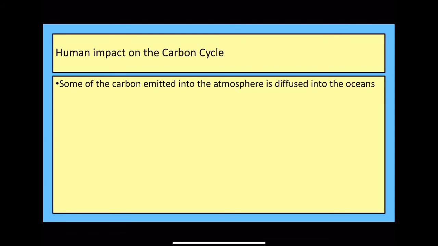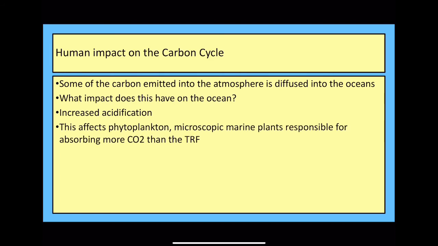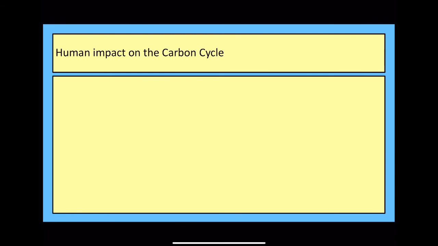So some of this carbon that's emitted is then diffused into the ocean. Now this is obviously positive in some ways because it's going to be removing it from the atmosphere and stopping it being a greenhouse gas. But what impact does this have? We've covered this a bit. Well, this acidifies the ocean. And that acidification has negative effects on creatures that live in the ocean, so things like phytoplankton, which are little microscopic creatures that photosynthesize an awful lot, actually, more than the rainforest. It also affects things like corals.